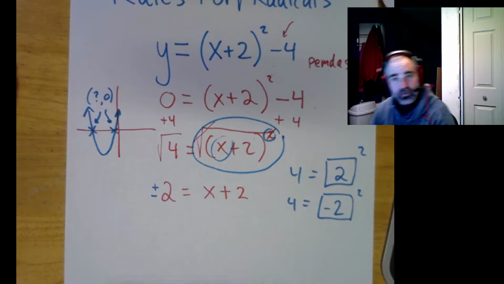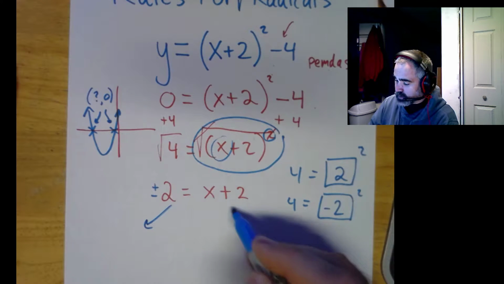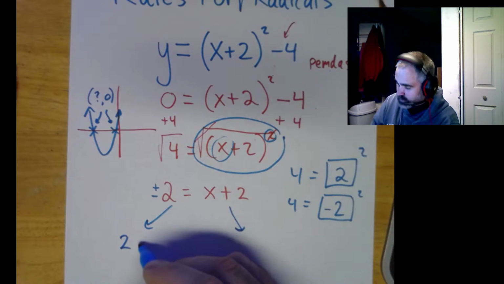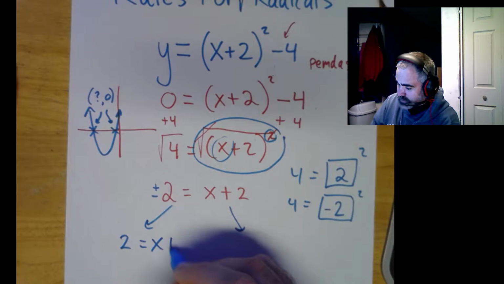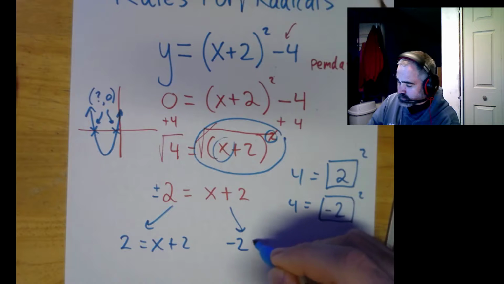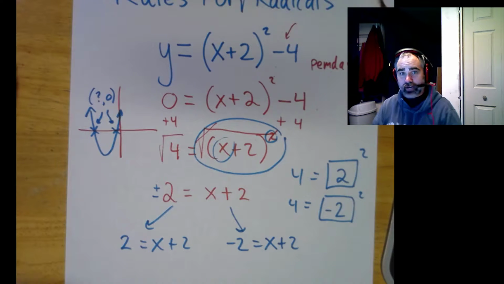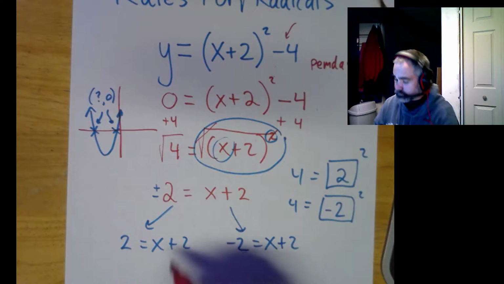We've done this before with absolute value. One of them is positive. So I have positive 2 equals x plus 2. And the other one is negative 2 equals x plus 2. And then we could solve both equations and find our x-intercepts.